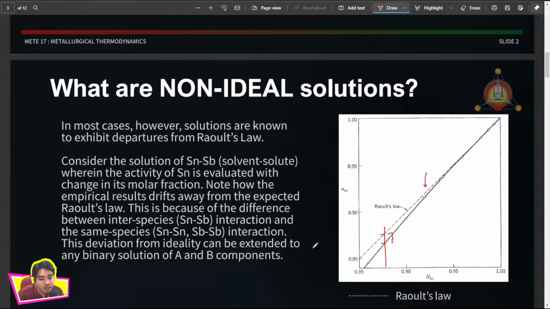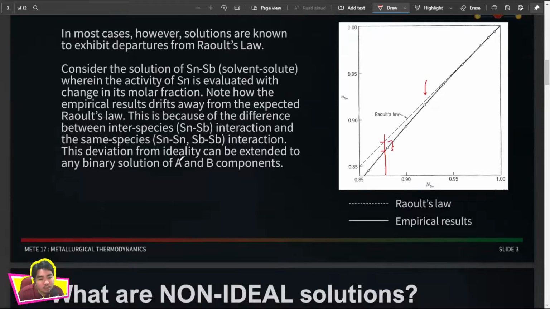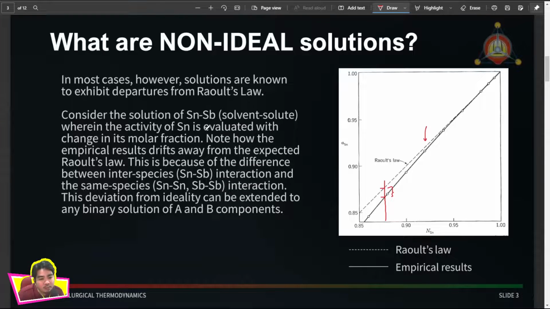Kasi ang assumption ng ideal solution is that yung interaction between tin and antimony is the same, or this is the interspecies interaction. So let's just consider itong graph na to. This is for tin and antimony. Dito sa ideal conditions, ina-assume niya na yung interspecies interaction is exactly the same as your same species interaction.